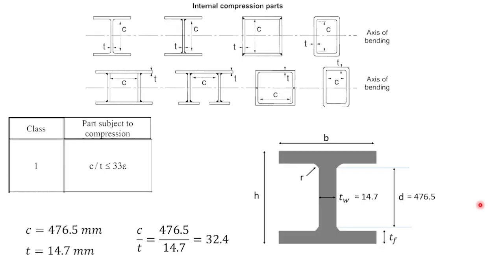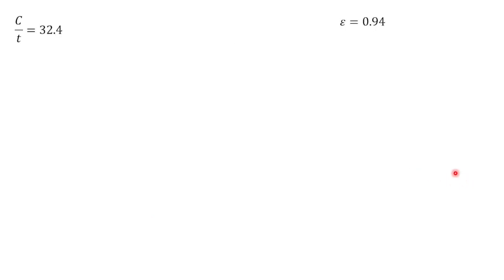Now I have to find this 32 epsilon value. Epsilon is equal to 0.94. This also I explained before. So if you want to know how to get this value, please watch video 2. Since we know the epsilon value, now we can find the 32 epsilon value. 32 times epsilon equals 31.